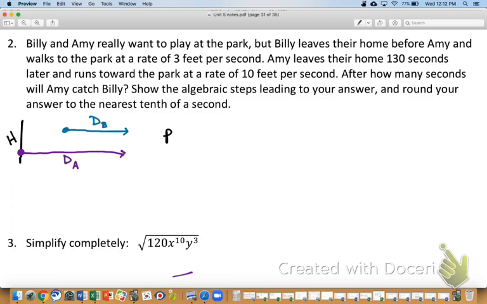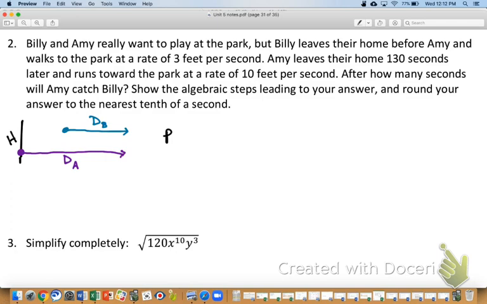So can you guys tell that the distance of Billy and the distance of Amy, as I've labeled them, are different, aren't they? Billy got the head start, so his distance during the time we care about is shorter than Amy's. I'm curious, how big of a head start did he actually get?